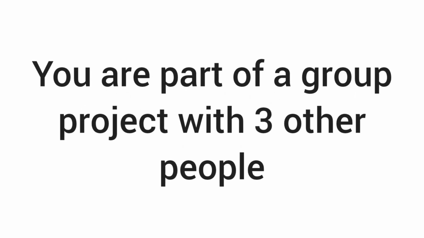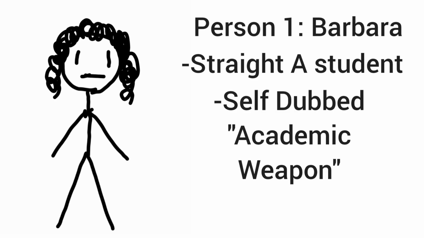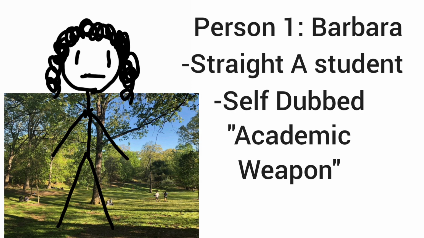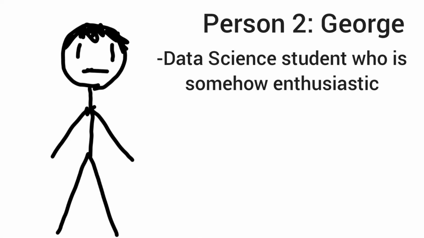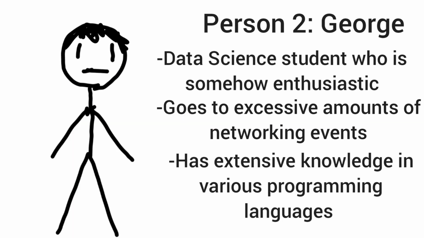Let's think of a scenario. You are part of a group project with 3 other people. There's Barbara, a straight-A student, self-dubbed academic weapon who enjoys walks in the local park in between weaponizing academia. George, an enthusiastic data science student who has been to many networking events, has extensive knowledge in various programming languages, and is looking forward to doing an intensive placement this summer.